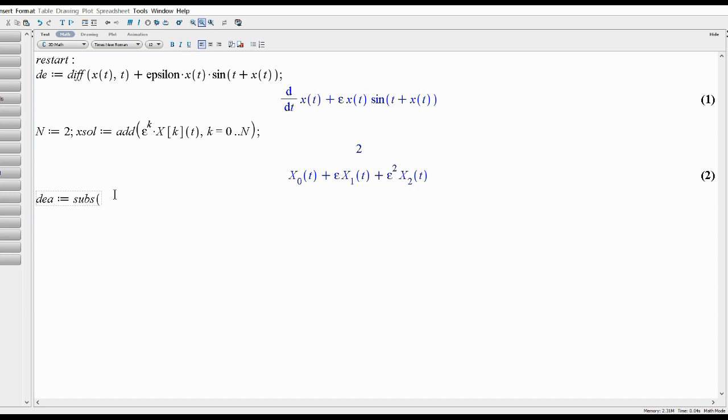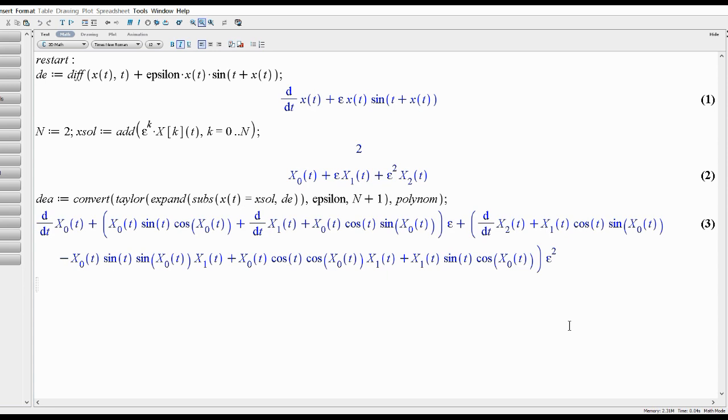Okay, so then I have dEA equal to substitute x of t equals x solution in dE, but I'll have to expand. Then I'll have to do Taylor, I can even convert to polynomial.